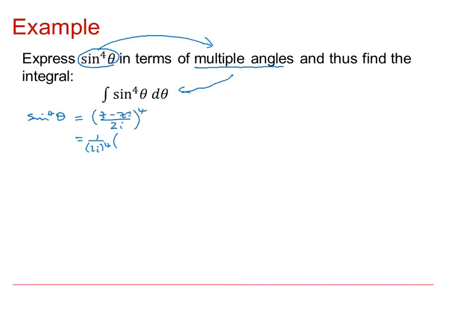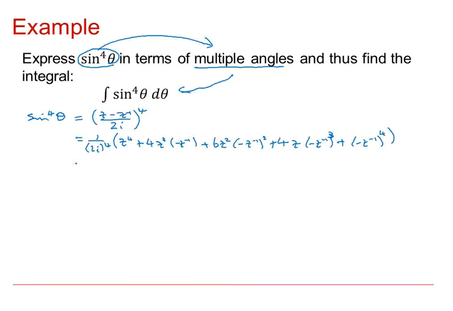Now expanding this using a full binomial expansion, I will get z to the 4, plus 4 z cubed times minus z to the minus 1, plus 6 z squared times minus z to the minus 1 squared, plus 4 z times minus z to the minus 1 cubed, and finally minus z to the minus 1 to the power 4.